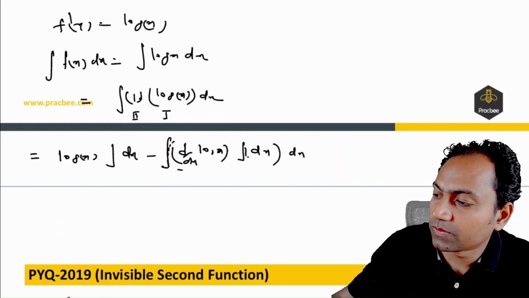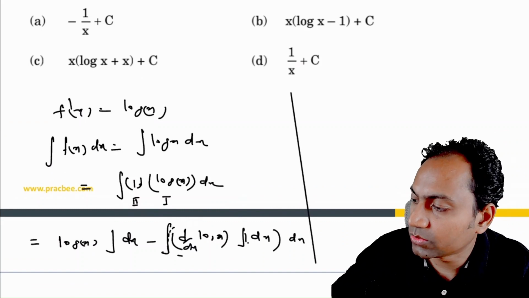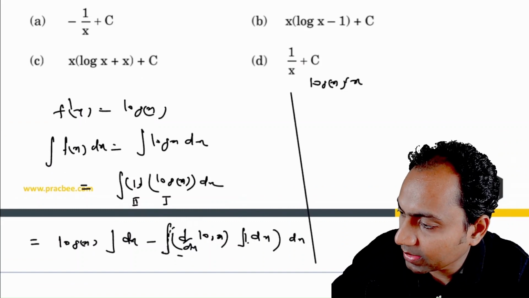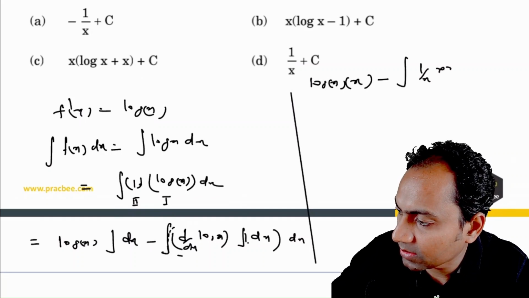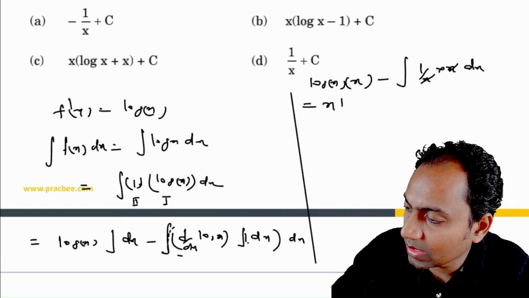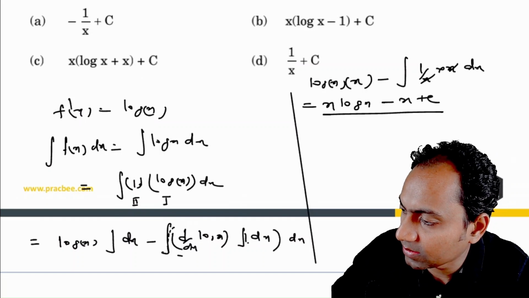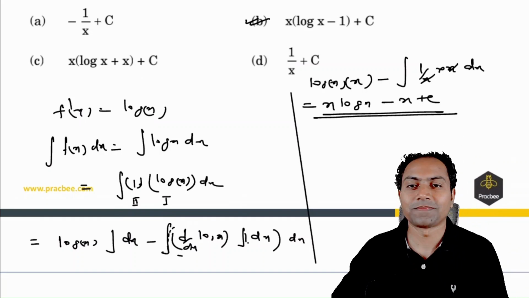So if I do so, let us see what answer I am getting. The first part becomes nothing but log x into x minus integration of 1 by x into x dx. So it simplifies to x log x minus x plus c. And if you look into the options, option B is correct.